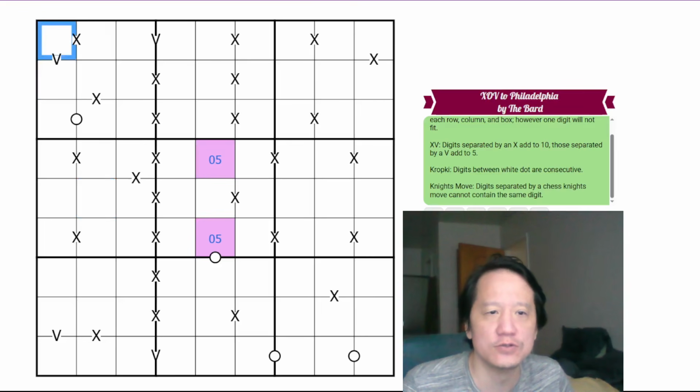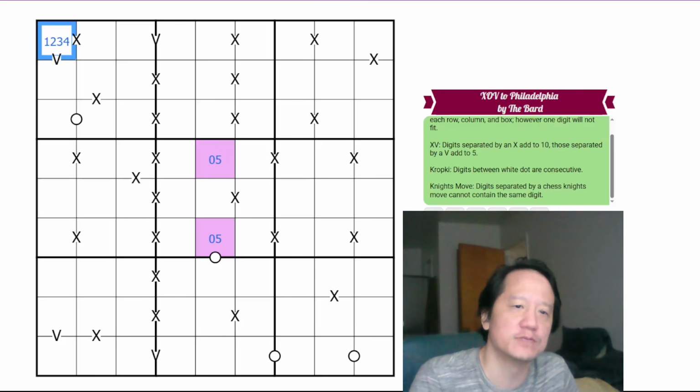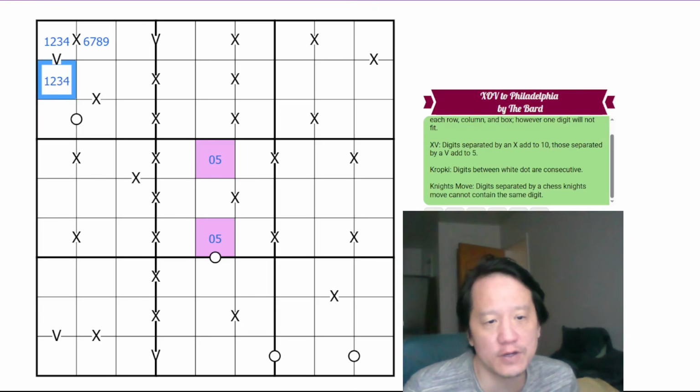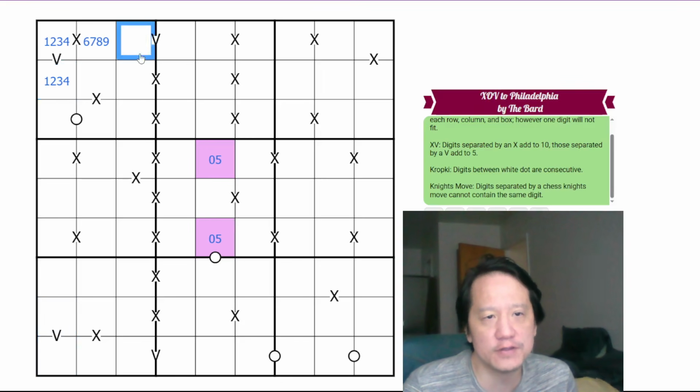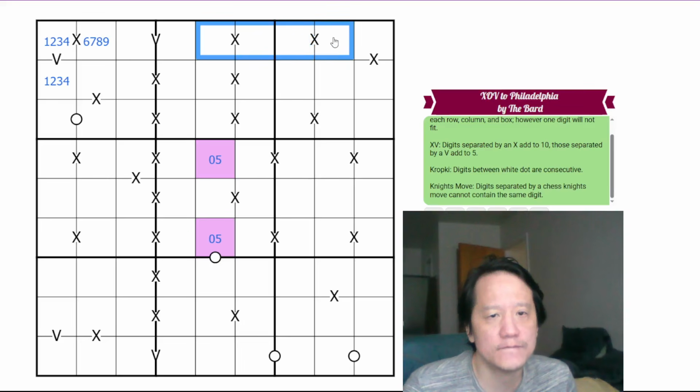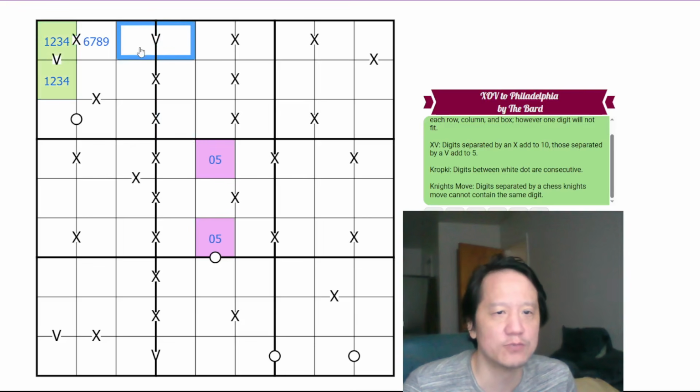This is next to a V and an X, so it must be 1 through 4, adding up with 6 through 9 to add up to 10. And therefore, this is a 1 through 4 there. This, however, could be 0 and 5, and this could be 0 and 5. This pair of digits, let's mark it as green. These pairs cannot be the same ones.